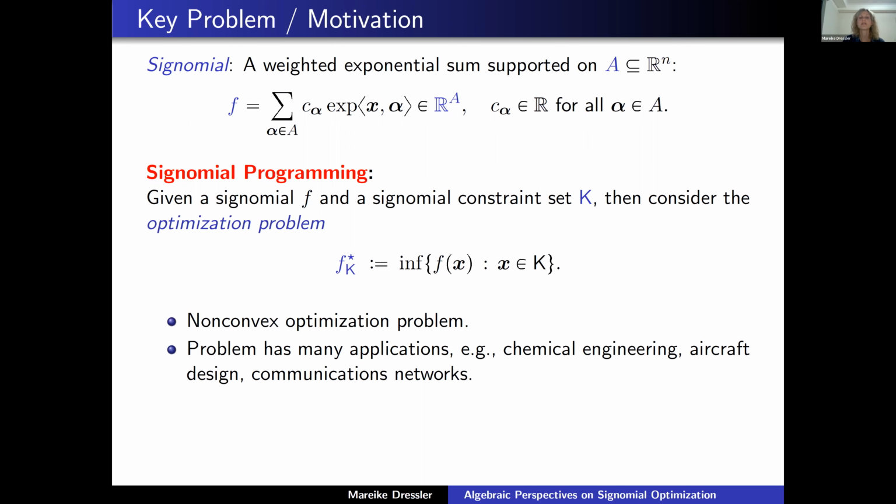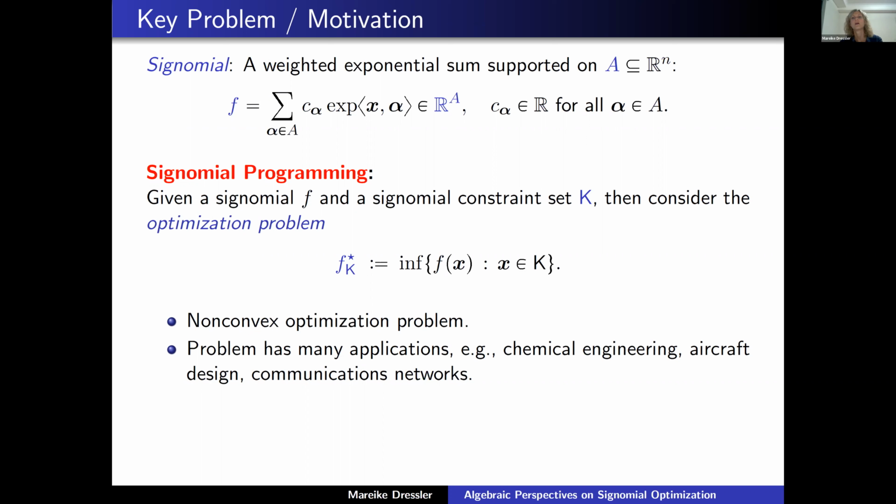And clearly this is a non-convex optimization problem having lots of applications. For instance, in chemical engineering, we will see later also an application in chemical reactor design. And then we have applications in aircraft design, in structural engineering, transportation systems, communications networks, etc.